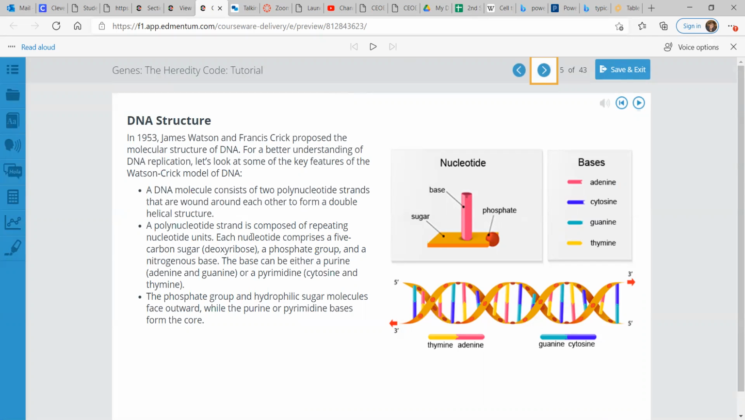A polynucleotide strand is composed of repeating nucleotide units. Each nucleotide comprises a 5-carbon sugar, which is called deoxyribose, a phosphate group, and a nitrogenous base. The base can be either a purine, which is adenine and guanine, or a pyrimidine, cytosine and thymine.